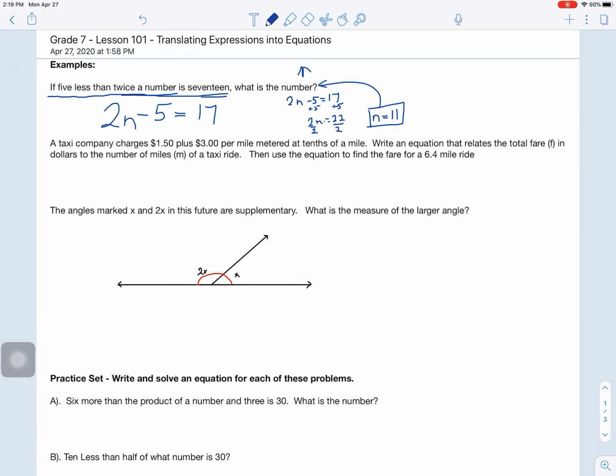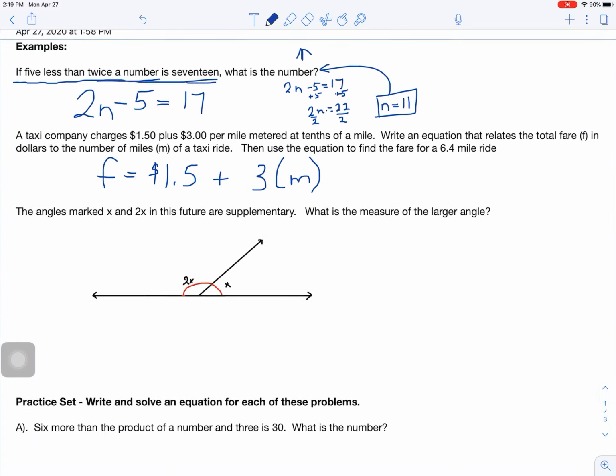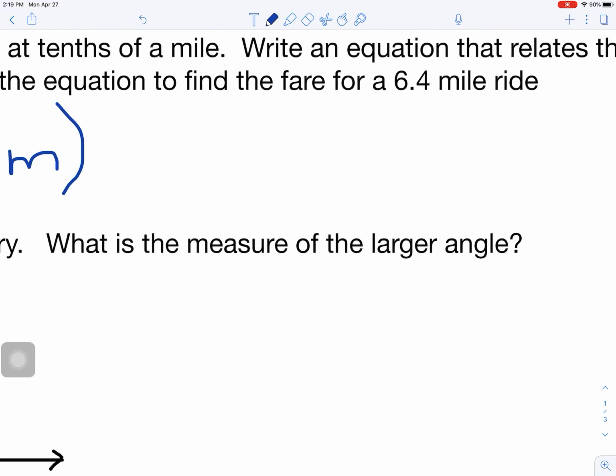So let's move to the second example. A taxi company charges $1.50 plus $3 per mile metered at tenths of a mile. Write an equation that relates to the total fare in dollars to the number of miles m of a taxi ride. So we want to figure out what the fare is. So the fare would be your $1.50 plus your $3 per mile. And now it says use that equation to find the fare for a 6.4 mile ride.